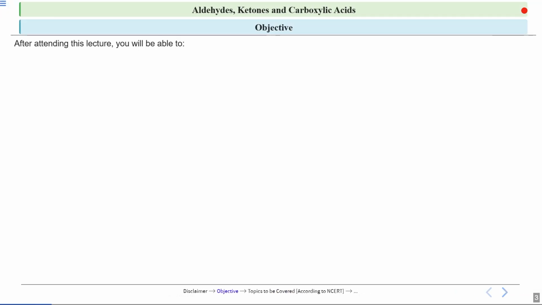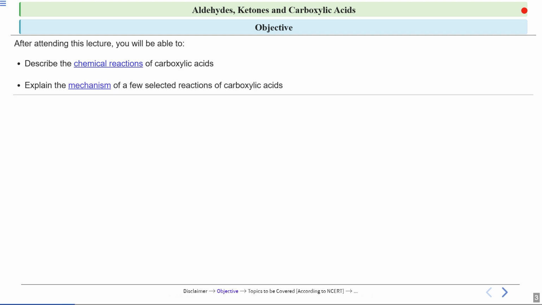So what is the objective of today's lecture? After attending this lecture, you will be able to understand the topics which we are going to cover today. So today we will describe the chemical reactions of carboxylic acids and we will explain the mechanism of a few selected reactions of carboxylic acids.